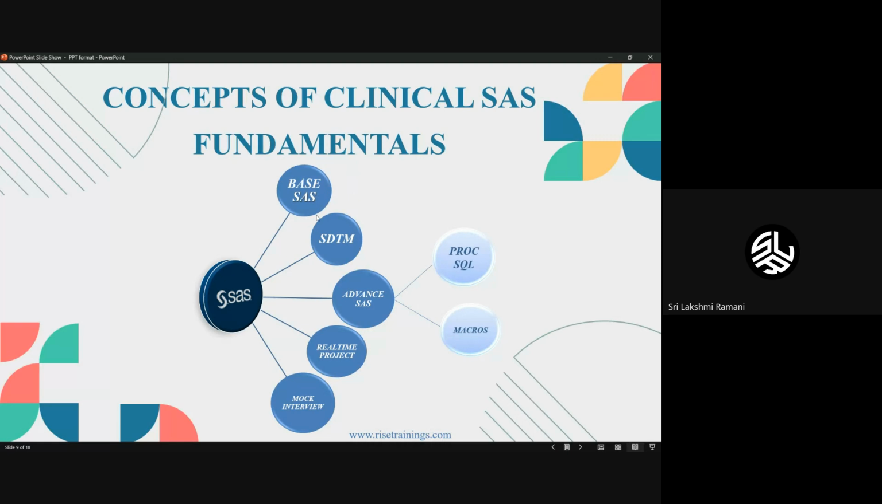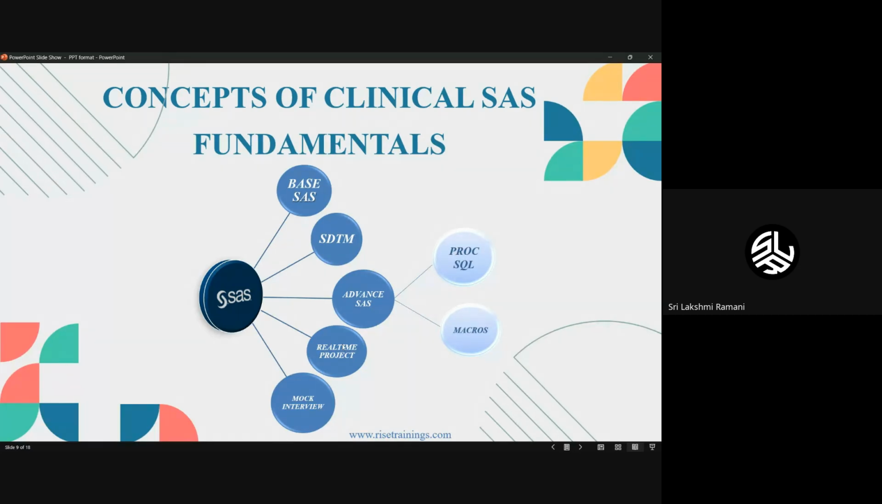Okay, then moving forward, what I'll cover is, like, not in this session. If you join this course, what you learn is the base SAS. Then SDTM. I already told you, to analyze the data or to optimize, to standardize the clinical data, we need to learn SDTM standards, clinical CDISC standards, which come under the SDTM. And we should also learn advanced SAS. In advanced SAS, we'll have two topics, proc SQL and macros.